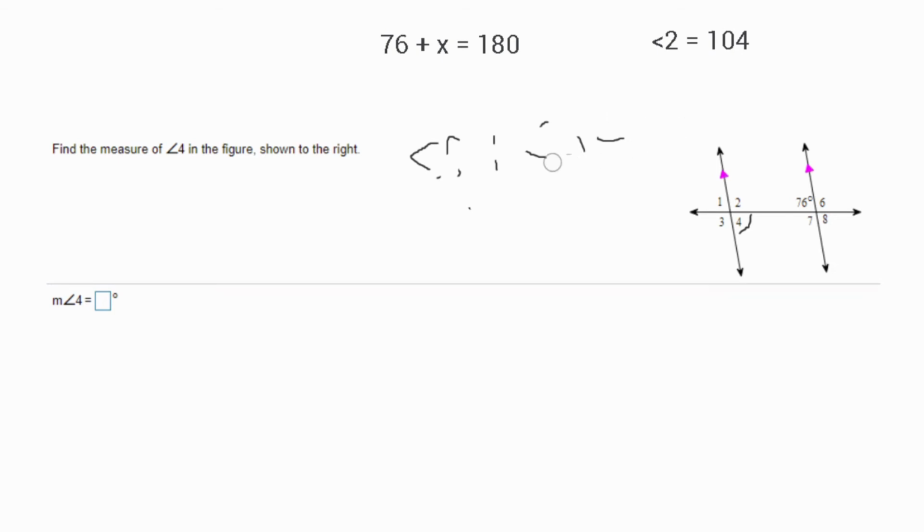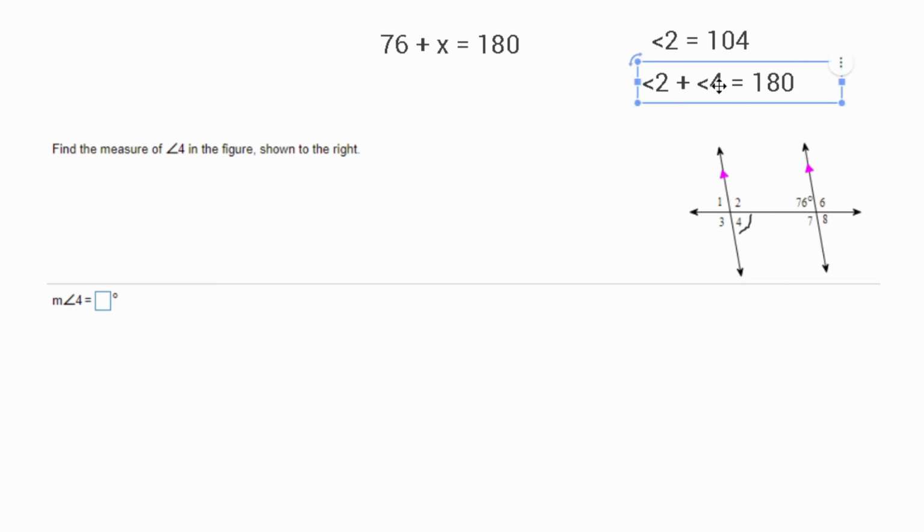Now we can solve for angle 4 because there's a line cut down them, and if they're on the same line and on the same side, they are supplementary, which means they add up to 180 degrees. So angle 2 plus angle 4 equals 180. Okay, angle 2 plus angle 4 equals 180 degrees.